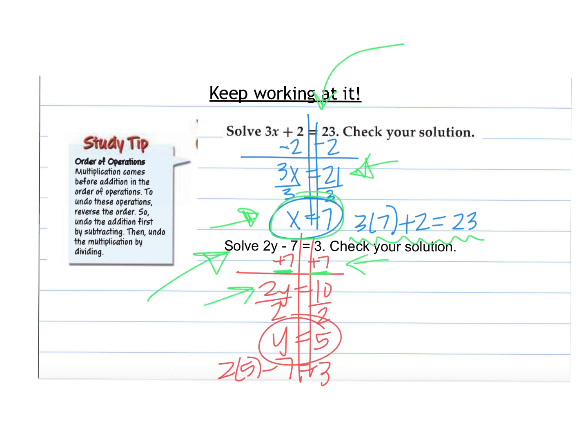3 plus 7 is 10, and then 2y equals 10, so I'm going to divide both sides by 2, which gives me y equals 5, and then I checked it. 2 times 5 is 10, minus 7 equals 3. So then y does equal 5.